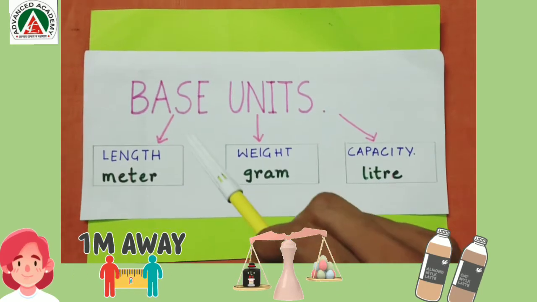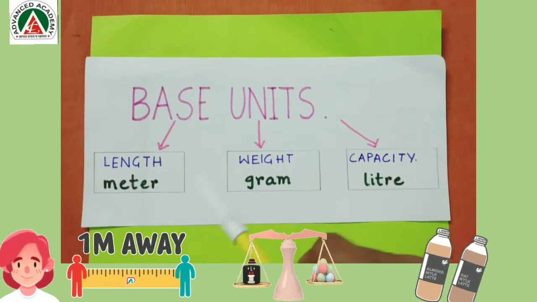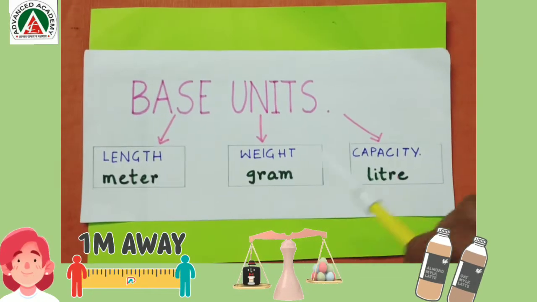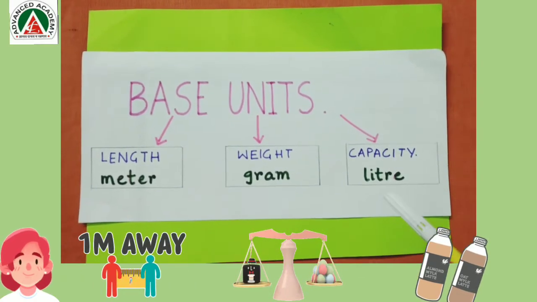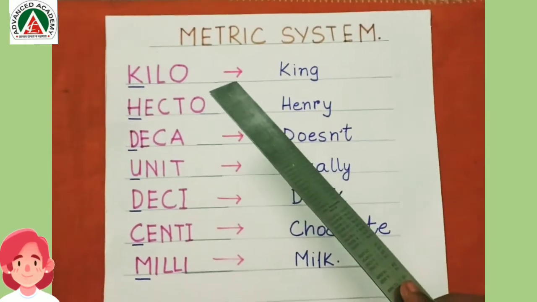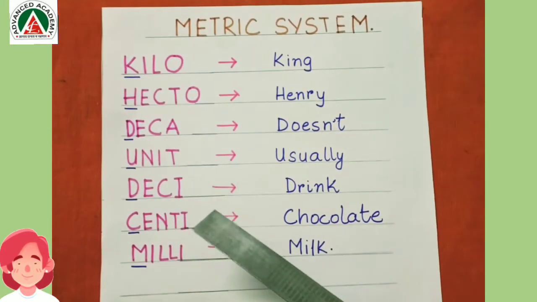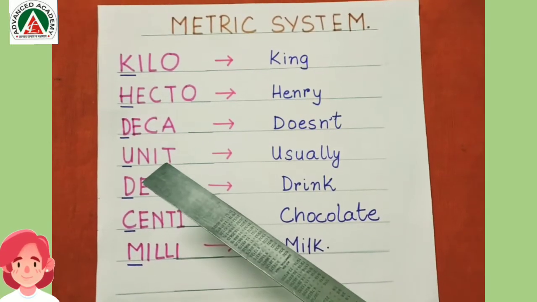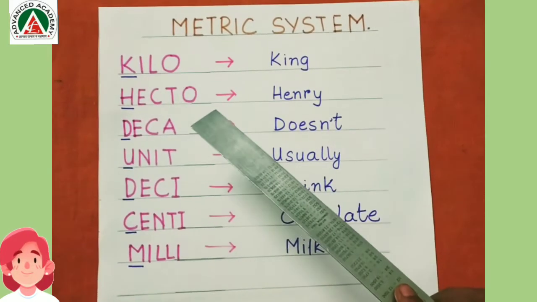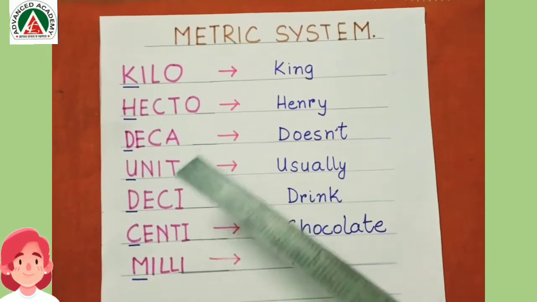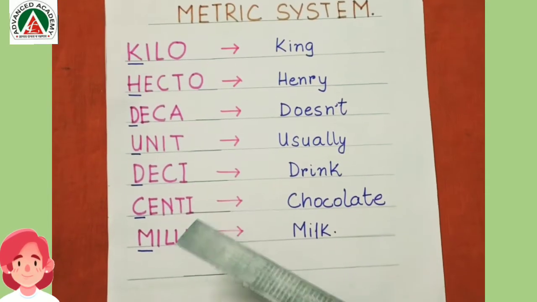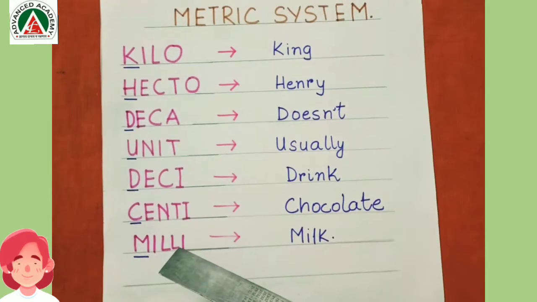Let us know what base units are. For length, it's meter. For weight, it's gram. For capacity, it's liter. In the metric system, we have a few bigger and smaller units, and this unit is the base unit. Kilo, hecto, deca are the bigger units. Then deci, centi, milli are the smaller units.